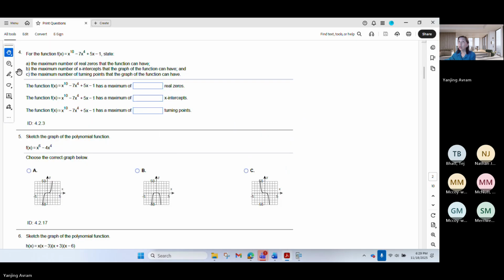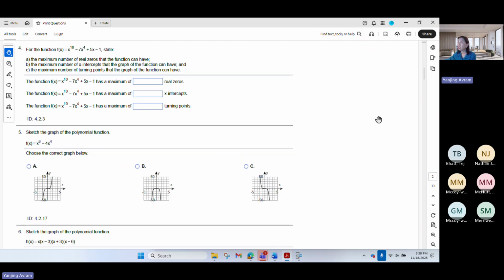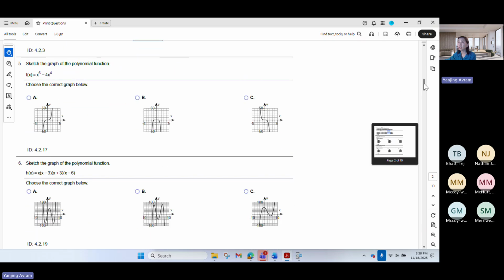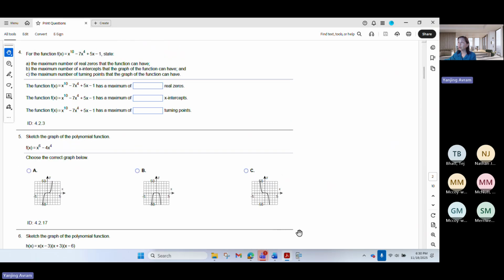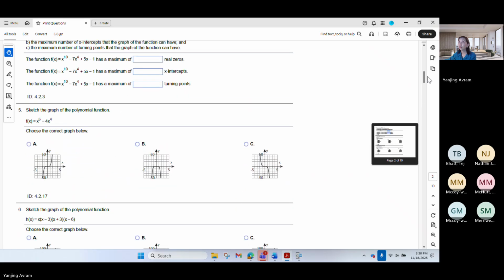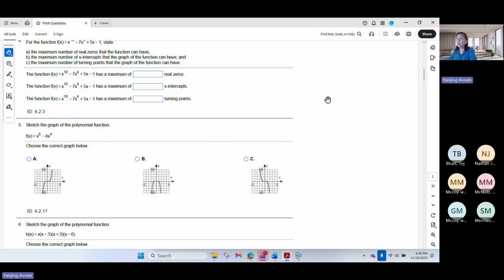Okay, this one, f of x is x to the 10th power minus 7x to the 4th power plus 5x minus 1. You can see this is an even power, the leading term is an even power, and the coefficient is positive. I guess I didn't print the graph here. Oh no, that's number 4. Anyhow, number 4 didn't have a graph. So number 4 here.